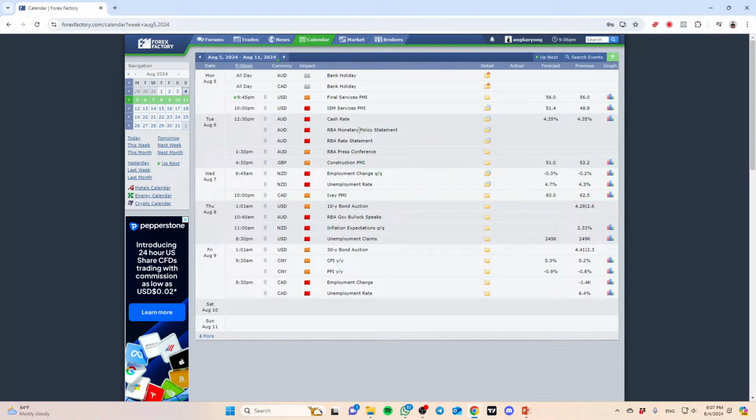But this coming week, we have some important ones, including the RBA, as well as the Canadian labor market data. There's not a lot of very significant data, but two of these you definitely want to be aware of. One is the RBA. The other one is the Canadian labor market data. So with that said, let me jump into the charts.